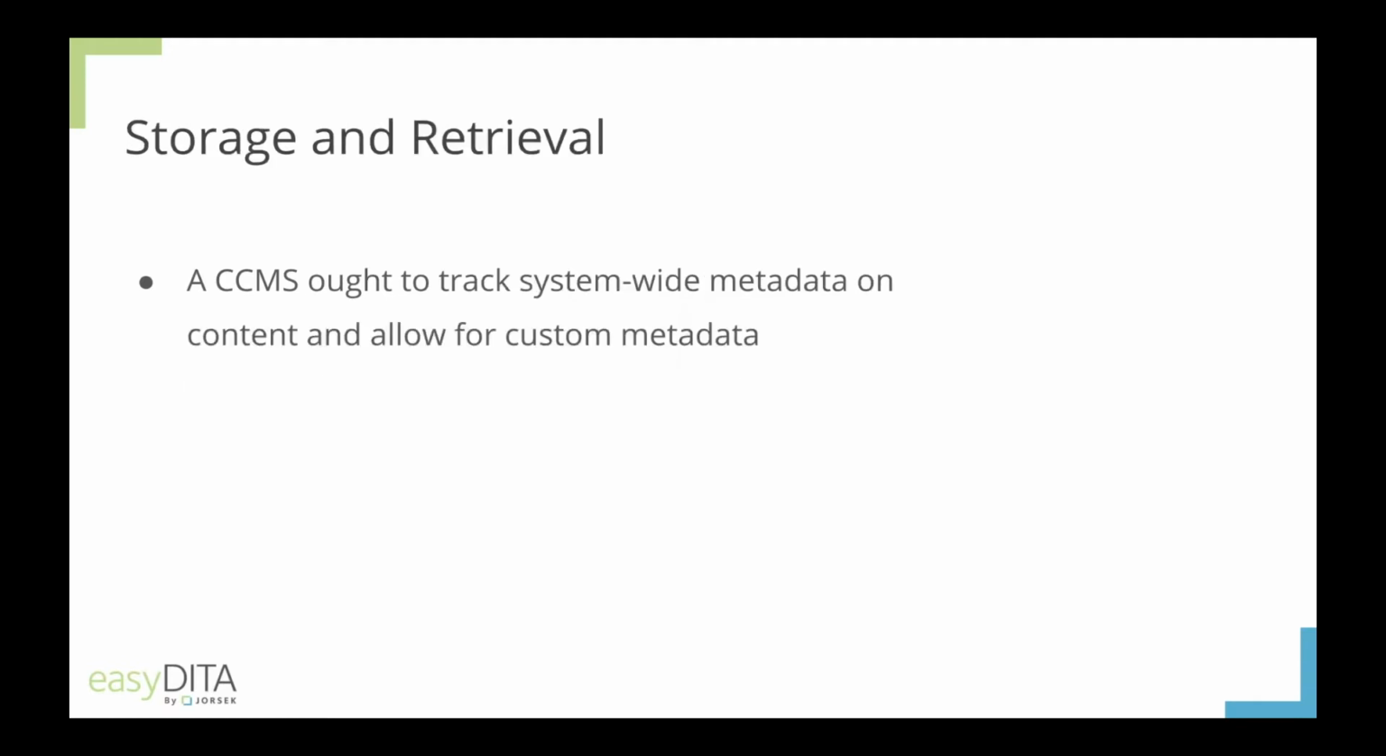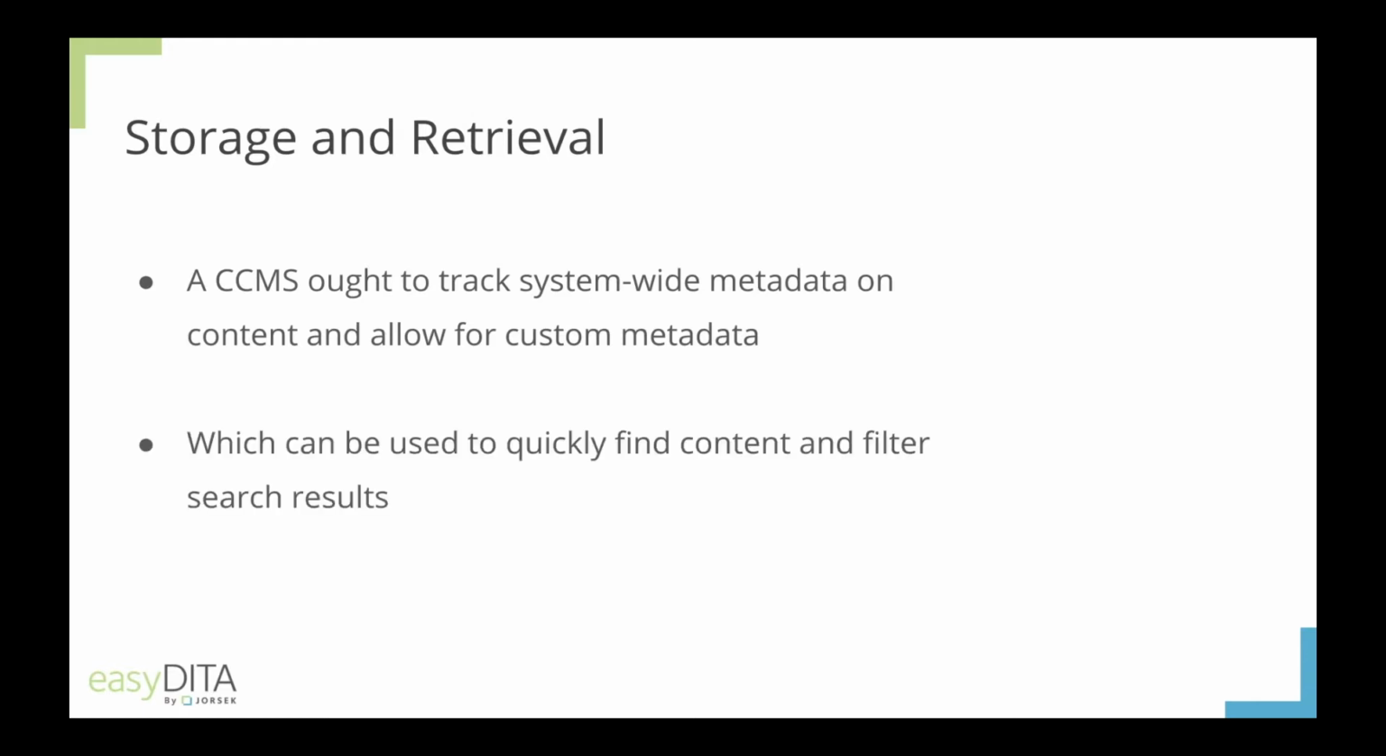Okay, storage and retrieval. A CCMS ought to track system-wide metadata on content and allow for custom metadata for a couple of reasons. One, this can be used to quickly find and filter content within the CCMS itself. It can also be something that's leveraged for your end user for filtering search results if that's a method you want to leverage at the end. But a CCMS needs to be able to track data about the content itself for quick storage and retrieval.